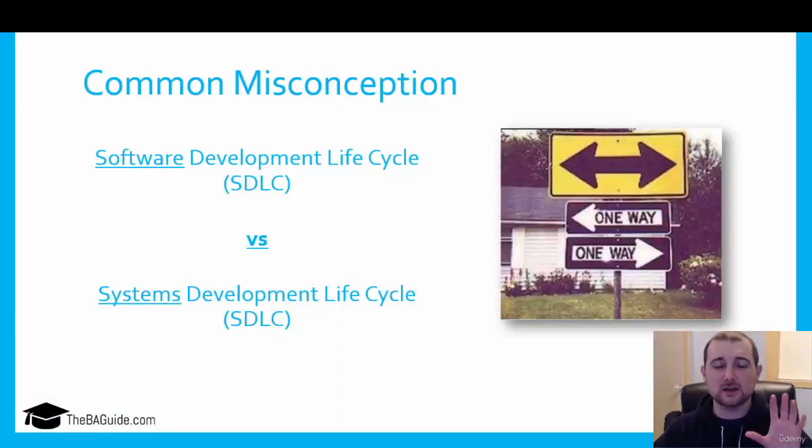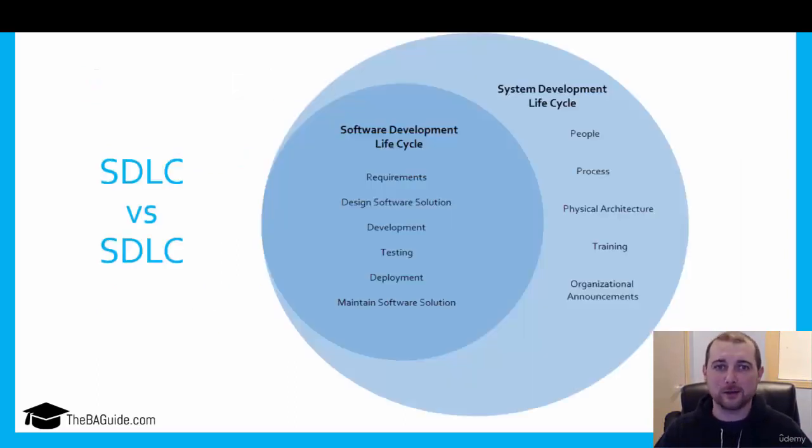The first thing is there's a very common misconception, and rightfully so. There's a term of software development lifecycle, SDLC, and systems development lifecycle, SDLC. Kind of confusing when the acronym's the same and people refer to them both as SDLC. But there are some pretty key differences as we look at them. Got a nice Venn diagram here.